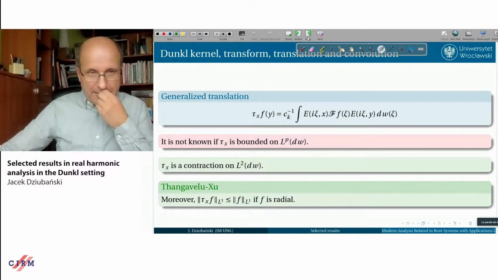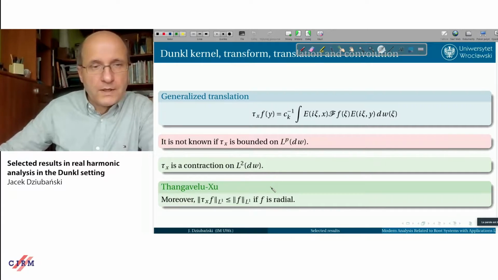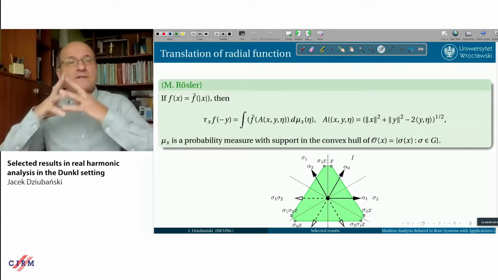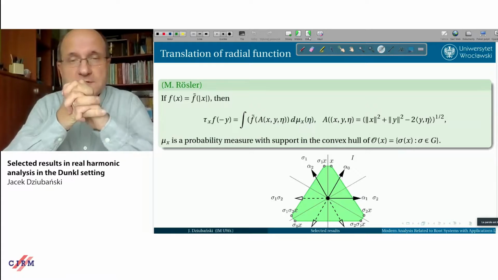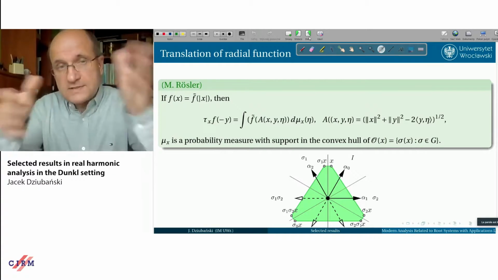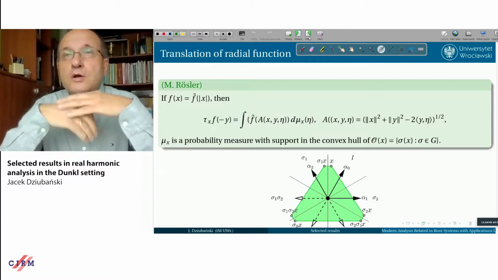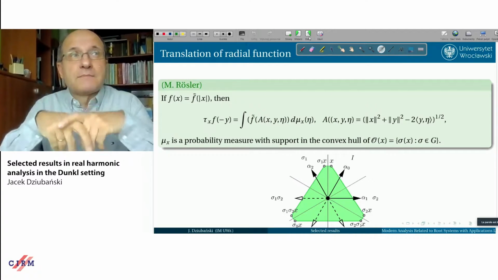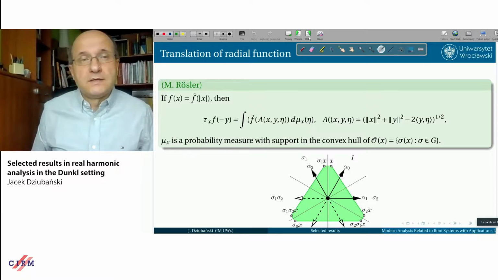There is a result of Thangavelu and Xu, which says that if the function f is radial and in L1, then the L1 norm of its generalized translation is controlled by the L1 norm of the function. And to prove this theorem, the following third tool, very important for us, was used. Thanks to this tool, we are able to continue and build some real harmonic analysis in the Dunkl setting.